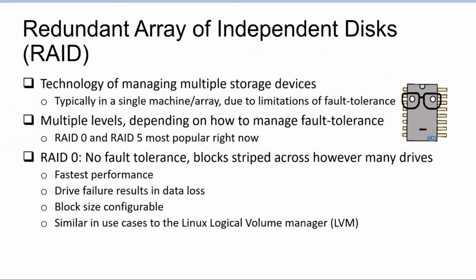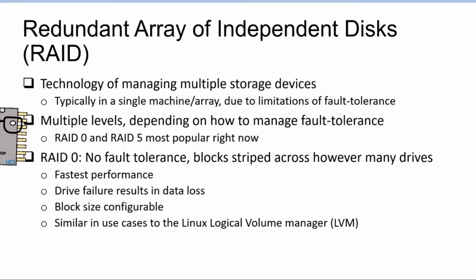Due to limitations of fault tolerance, which we'll talk about in a bit, RAID is typically applied to a single machine or a single array of machines. There are different levels of RAID configuration, going from RAID 0 to, I think, RAID 6. Right now, when people say they use RAID, they typically mean either RAID 0 or RAID 5. We'll go into what that is in a bit. RAID 0 has no fault tolerance, and by reflection, RAID 5 does have fault tolerance, and we'll go into what that is in a bit.